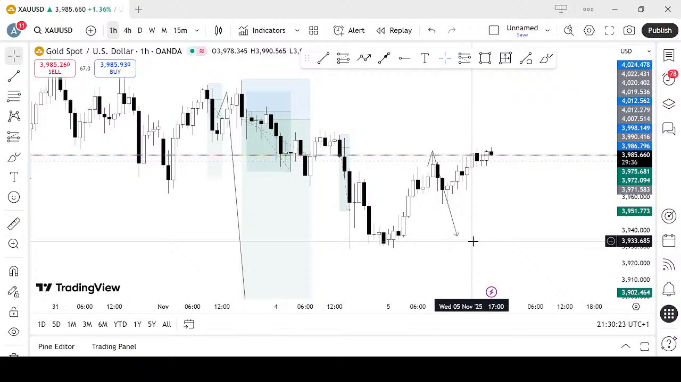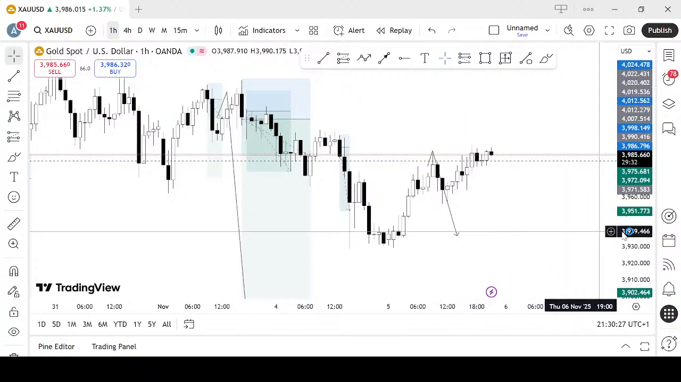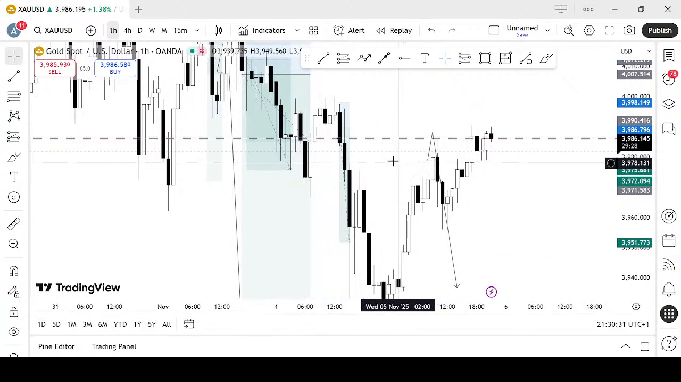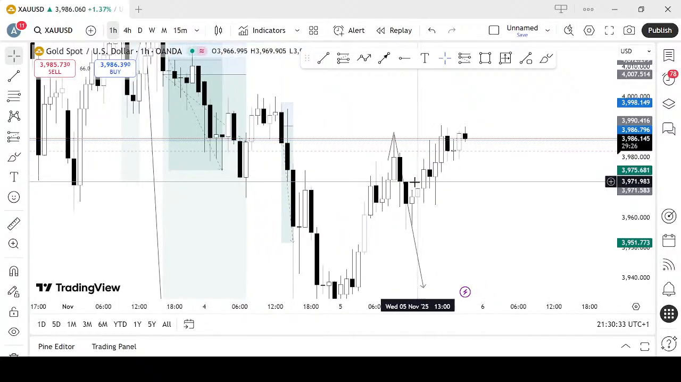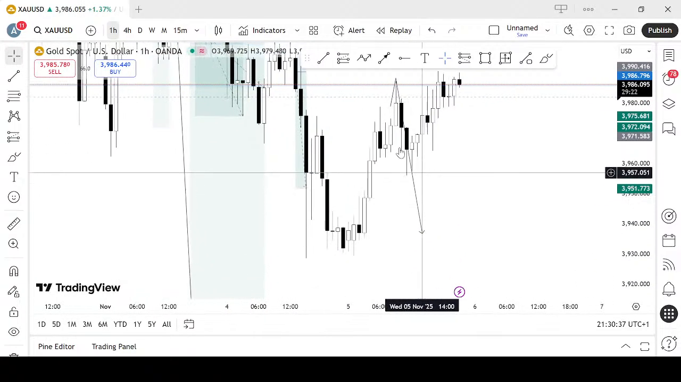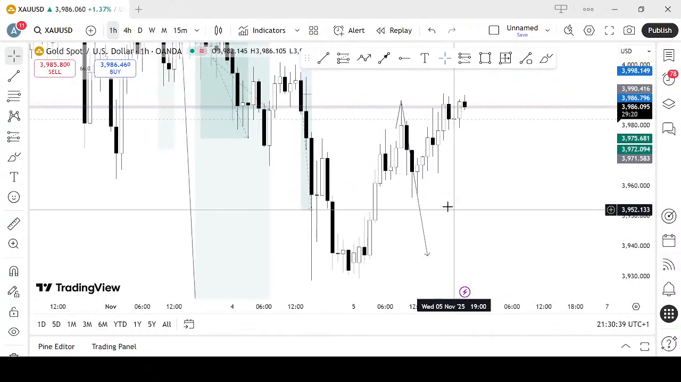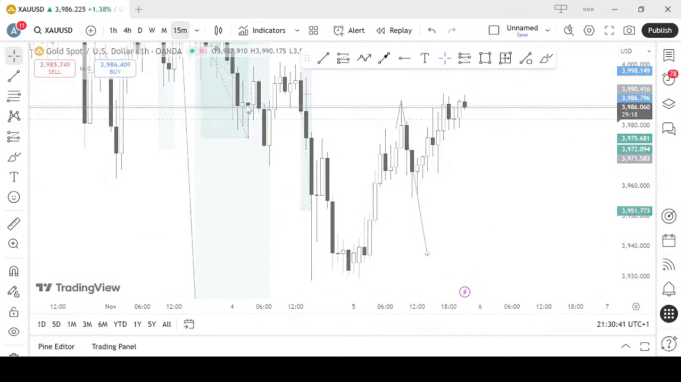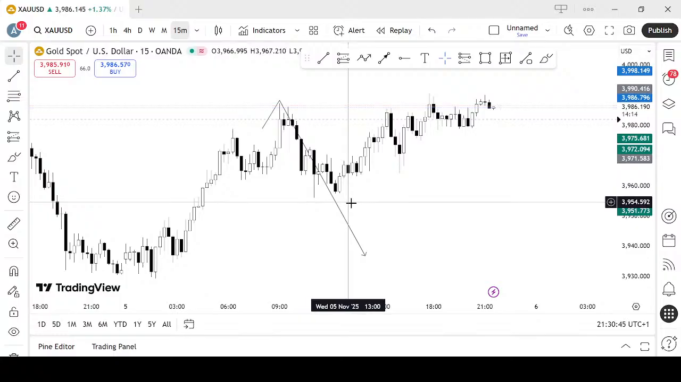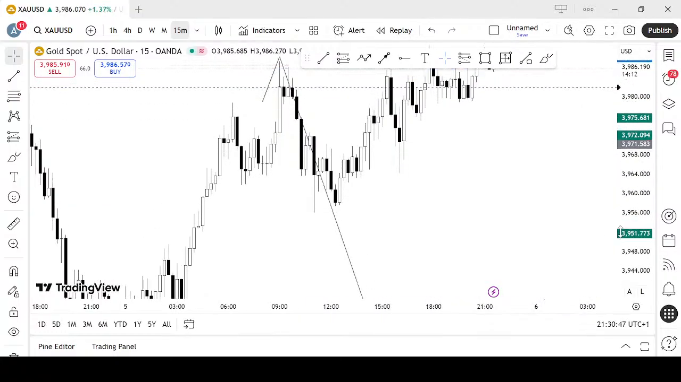So we're starting with the first pair, which is XAUUSD. On the 1 hour time frame, I was looking for entry today. This was what I did in the morning, expecting price to reverse around there. And there was a little reversal around that particular area, but there was no confirmation for a sell.